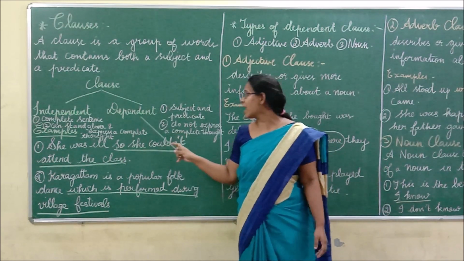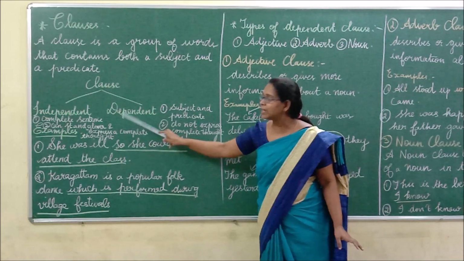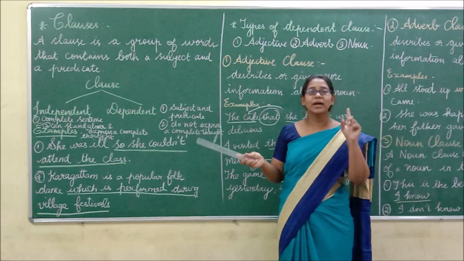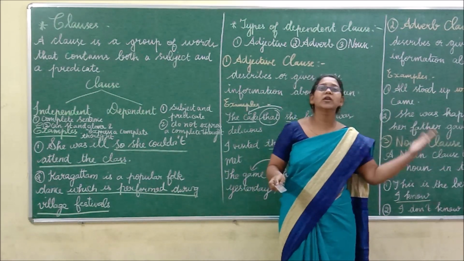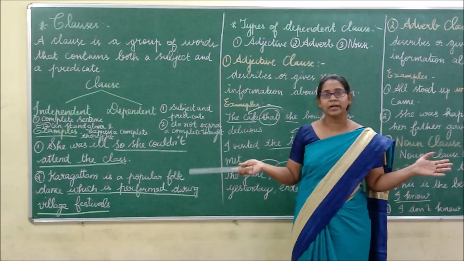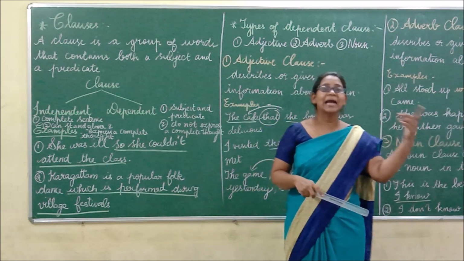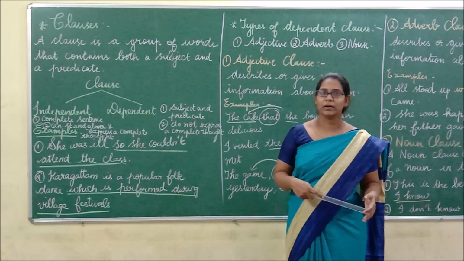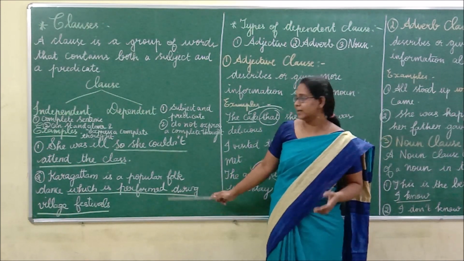Whereas a dependent clause also has a subject and predicate. Both independent and dependent clauses have a subject and predicate, but the only difference is that the independent clause doesn't depend on anything in order to express a complete thought. But a dependent clause depends on another sentence in order to express a complete thought. Is it clear? Let's see the example.